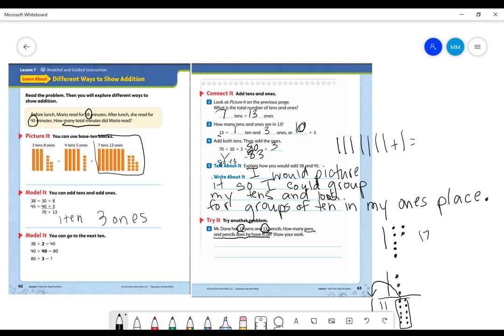So in 17, I had 10 plus 7. And in 13, I had one group of 10 plus 3 ones. 7 plus 3 makes 10. And 10 plus 10, I can count by tens for that. 10, 20. So 20 plus 10 equals 30. So how many pens and pencils does he have in all? 30 pens and pencils in all.